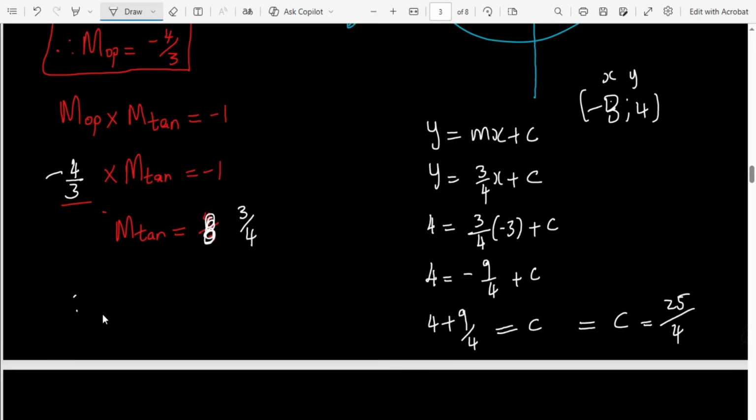Therefore, what is the equation of the tangent? It's y equals 3 over 4 x plus that c, which is 25 over 4.